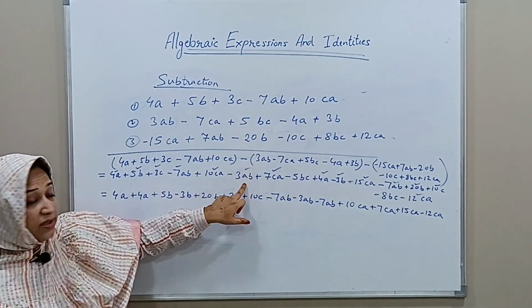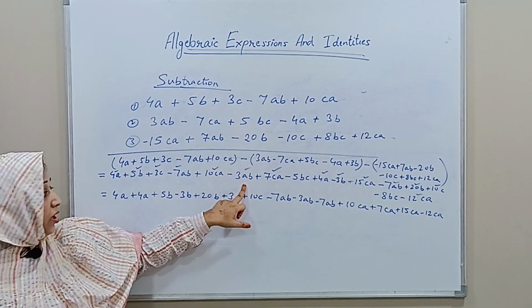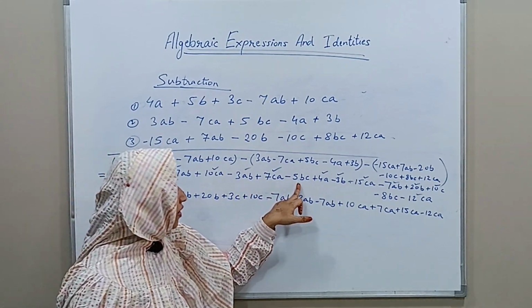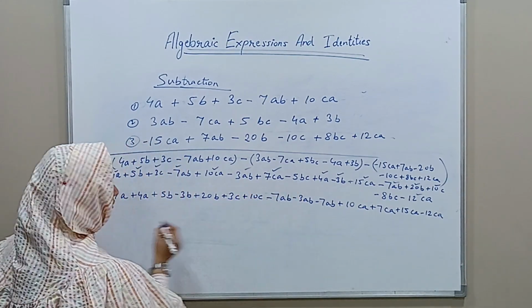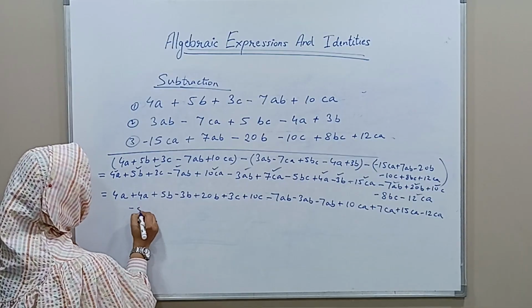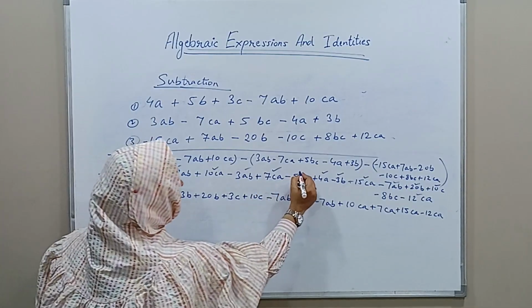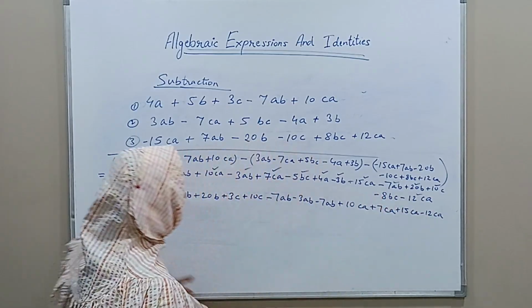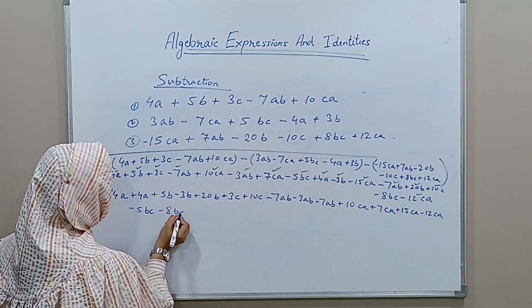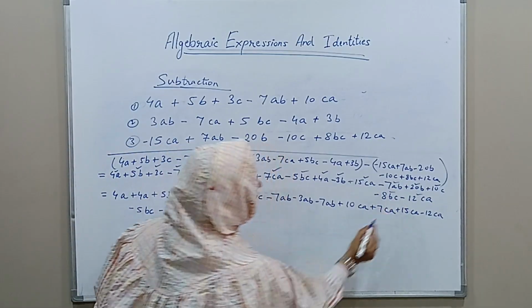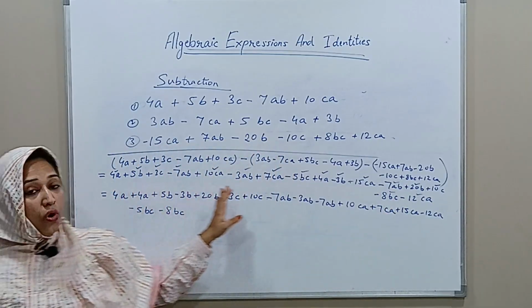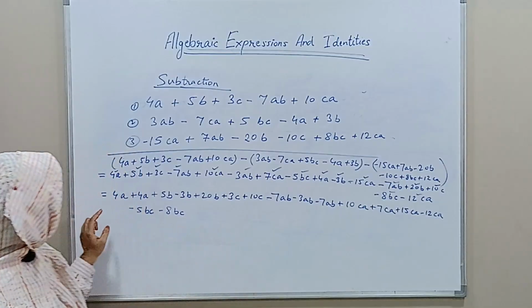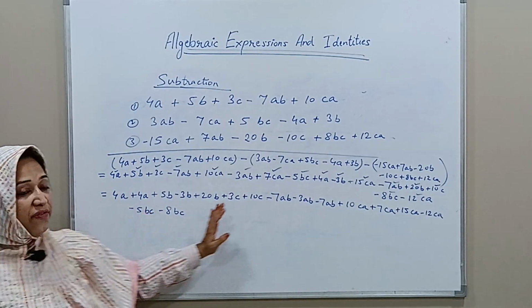Now, after ca we have minus 3ab. We have already taken this term, so do not write it again. 7c is already taken. Now we have minus 5bc. So I will write it here now. Minus 5bc. And we have minus 8bc. Now as you can see, we have considered all the terms. Okay, now the like terms have come together.